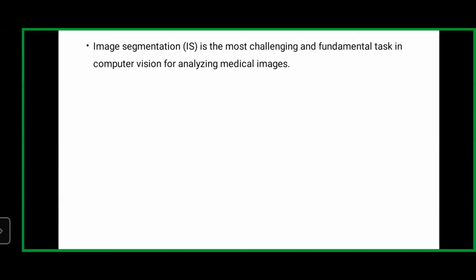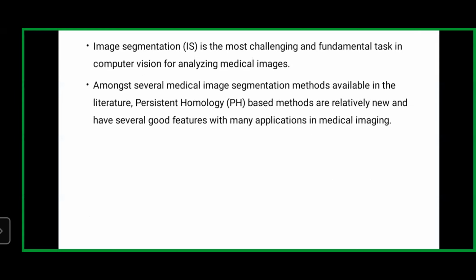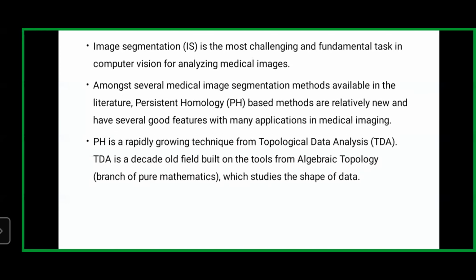Image segmentation is the most challenging and fundamental task in computer vision or analyzing medical images. Amongst the several medical image segmentation methods available in the literature, persistent homology based methods are relatively new and have several good features with many applications in image segmentation, that is medical imaging. Persistent homology is a rapidly growing technique from topological data analysis.